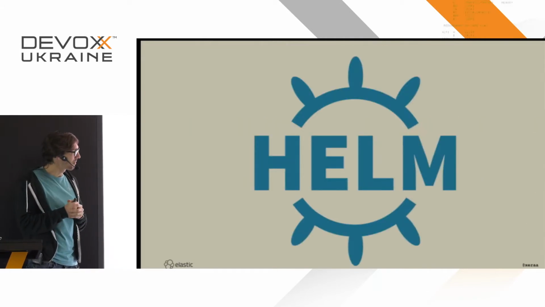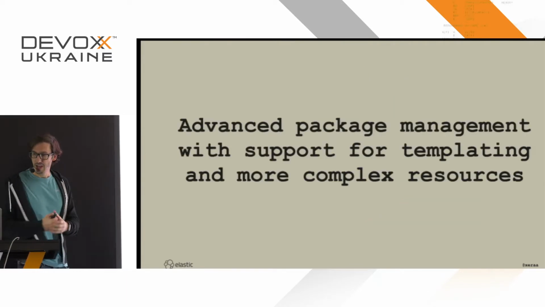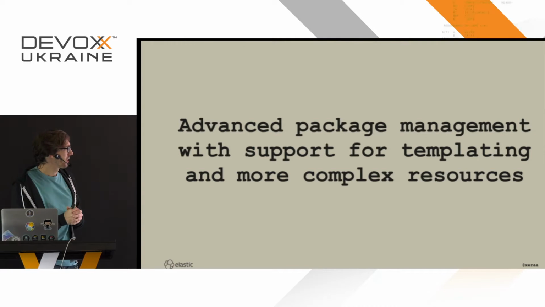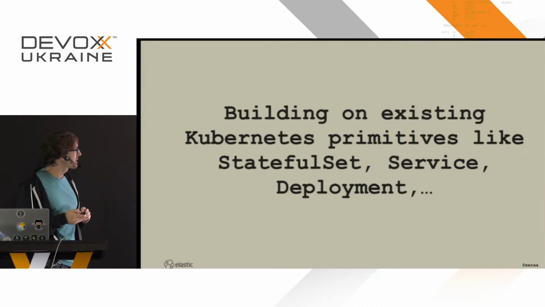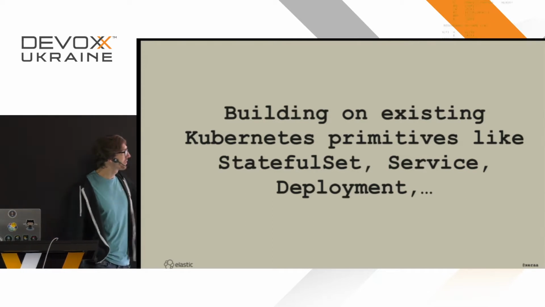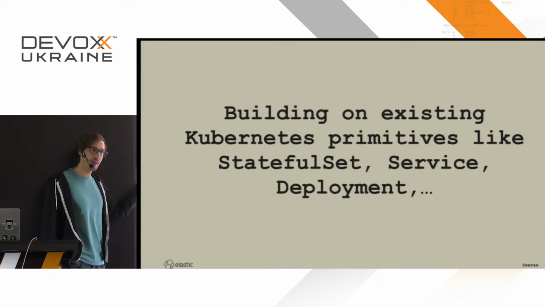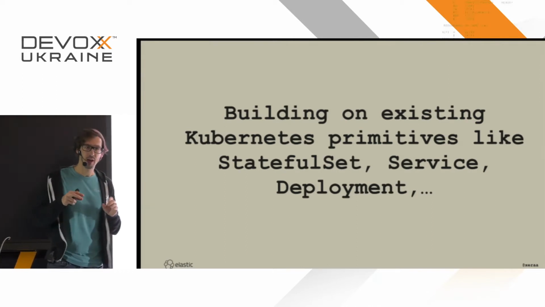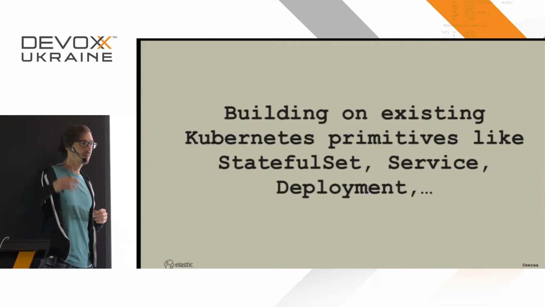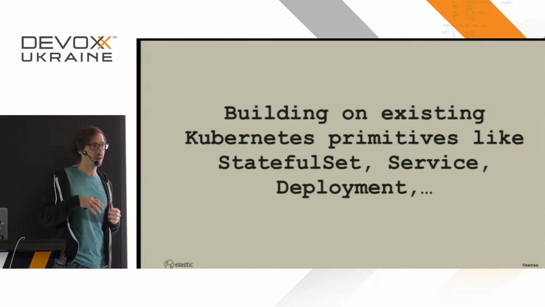And then there is Helm. Is anybody using Helm? A couple, okay. Helm is basically a package manager. So you have templating and a bit more complex resources. What you basically have is you build on the existing primitives you have with Kubernetes, but you just have some templates you can use. So you don't have to set up everything yourself. You just have a template that you fill in, and then the Helm chart will deploy that in the right way. Or it can also do an upgrade for you.